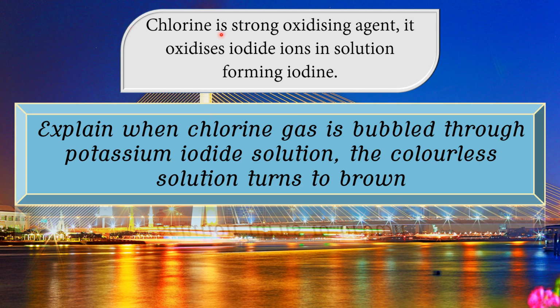So when chlorine is bubbled through a solution of potassium iodide, chlorine is going to oxidize the iodide ions to move away from potassium, and then they will turn into a solution of iodine, which is going to turn brown.